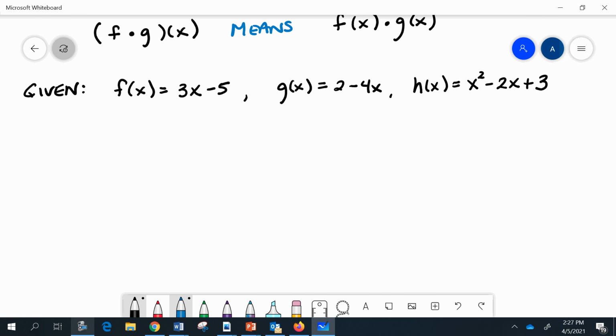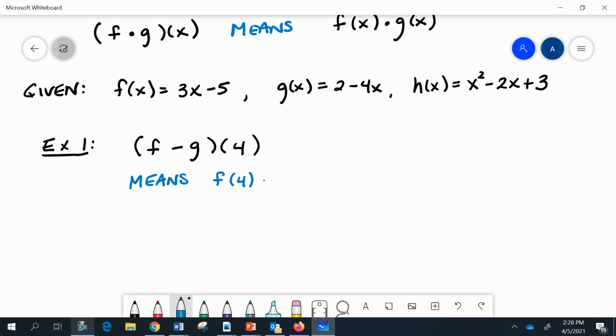The first thing we're going to do in example 1 is see what happens if we had to do something like f minus g of 4. This notation is a little deceiving because it looks like we need to subtract f and g and then multiply everything by 4, but that's not what this means. Remember, what this means is we take f of the input 4 and subtract g of the input 4.